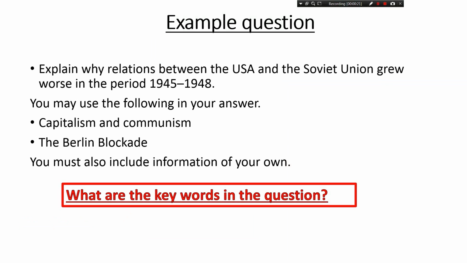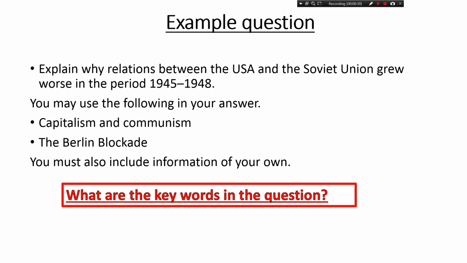The question you get will be: explain why relations between the USA and the new Soviet Union grew worse or grew better in the period, and it will give you a date. This question gives you 1945 to 1948. You always get 2 bullet points. You need to provide a third of your own.